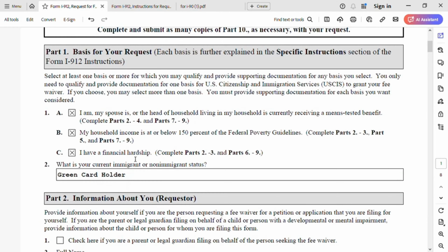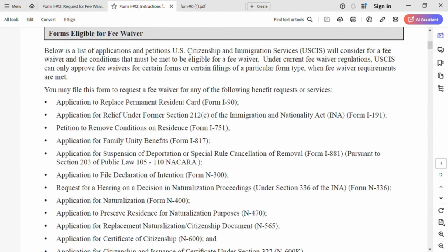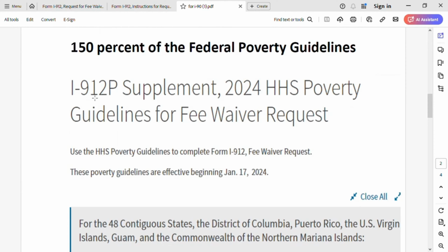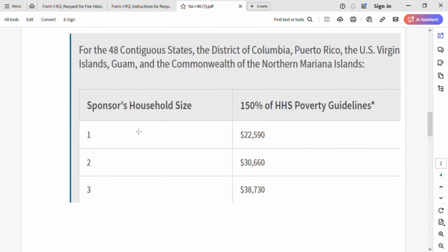Now, what is my household income? It's at or below 150% of the federal poverty guidelines. We're going to go here as well, right here. Look for the I-912P supplement, 2024 HHS poverty guidelines for a fee waiver request. For one person, it's $22,590, 150% of HHS poverty guidelines. For two people, $30,660. If you make less than $30,660, you are qualified for a fee waiver.